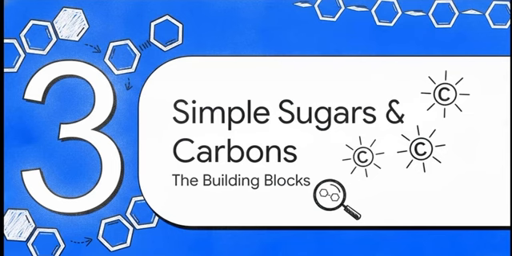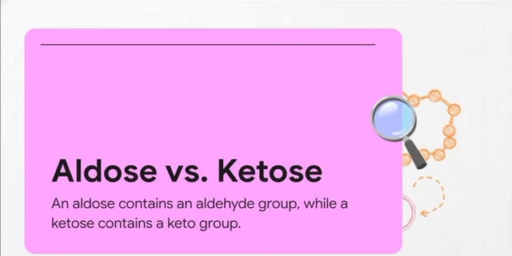Section 3. Simple sugars, carbon counts, and our fundamental building blocks. Now, zooming in on these simple sugars, we define them primarily by their functional groups. If your monosaccharide contains an aldehyde group, it's known as an aldose. If it rocks a keto group, it's known as a ketose. That is step 1, your first major distinction when examining a simple sugar's chemical structure.